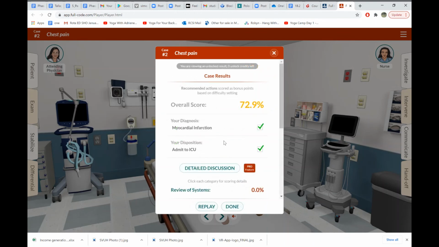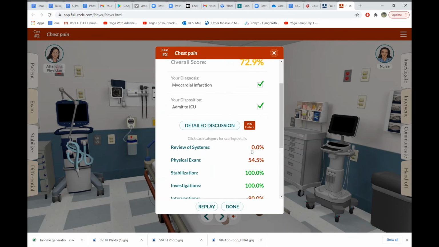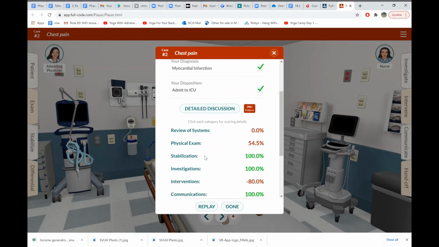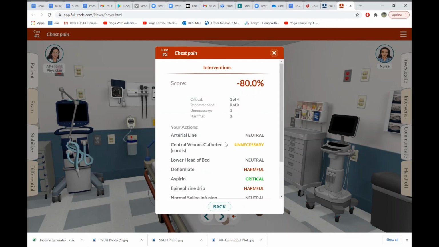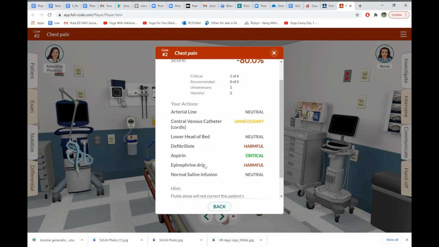Okay, so we got the diagnosis right and we got the disposition right. We didn't do any review of systems, so we didn't add any other history other than what we were given. And in terms of physical exam, we only did a little bit of it. For stabilization, we got 100% investigations, 100% interventions. We lost 80% because we shocked them. That's reasonable enough, they told us that we shouldn't have defibrillated, and that it was harmful. And it was harmful to give an epinephrine drip as well.